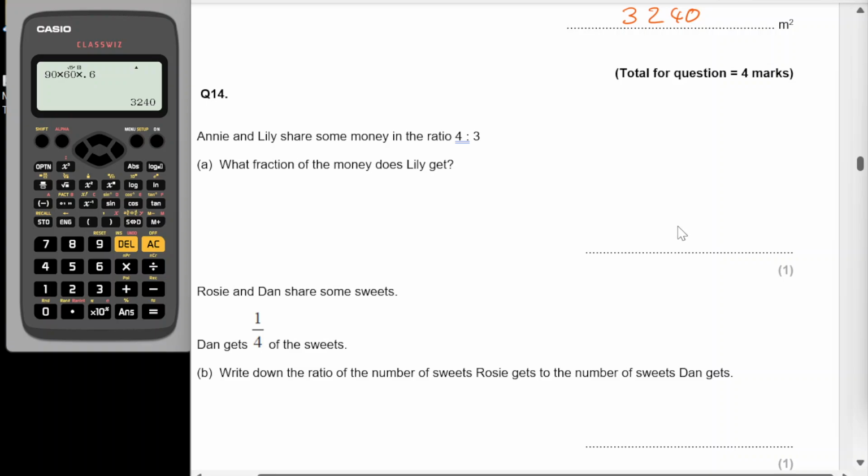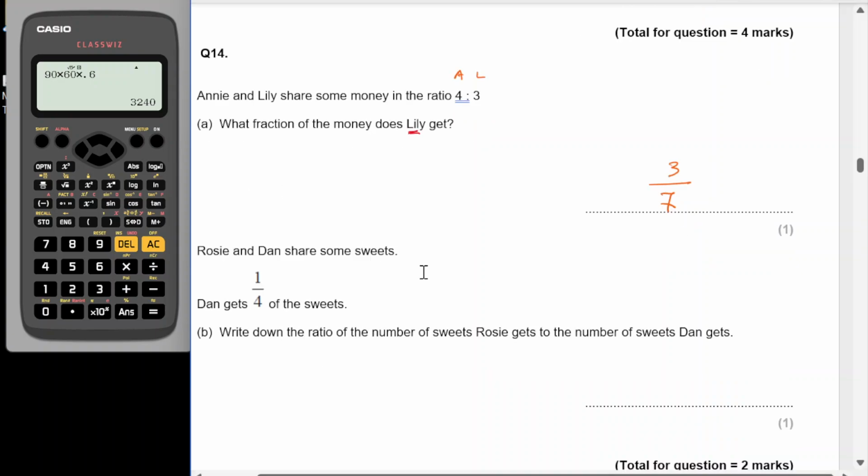Right, question 14. Annie and Lily share some money in the ratio of 4 to 3. What fraction of the money does Lily get? So that's Annie, and that's Lily. So Lily is the 3. So it's 3 out of the total number of parts, which is 7. So 3 out of 7.